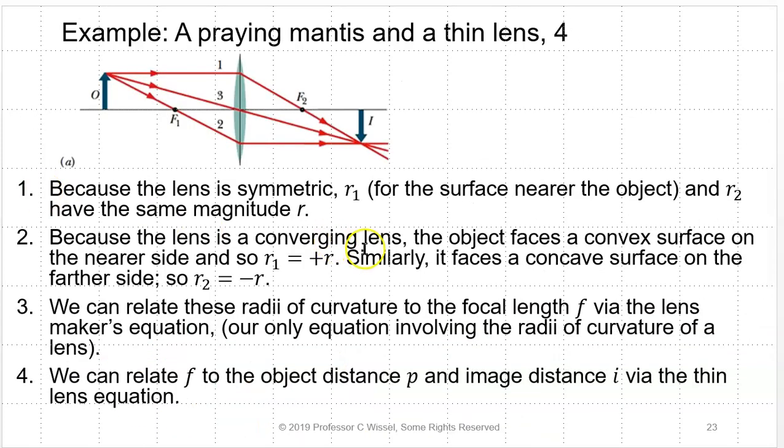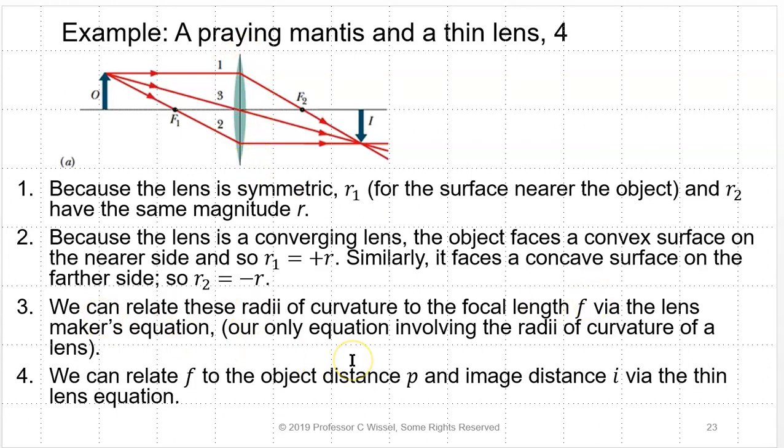Okay, so the lens is symmetric. So R1 for the surface near the object, and R2 for the surface away from the object, will have the same magnitude. We're just going to call it R. The lens is a converging lens, so the object will face a convex surface on the nearest side. So this surface is convex as the object sees it, and that means it's positive. Similarly, it faces a concave surface on this side. Remember, this is the object, and you're looking at this surface here. So R2 is negative R.